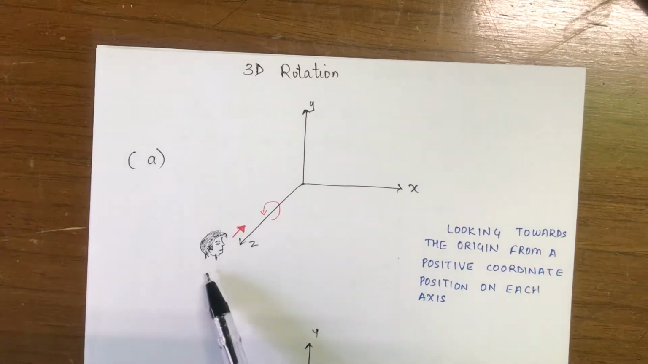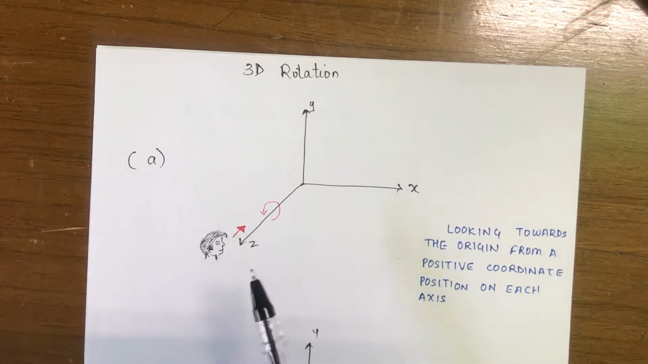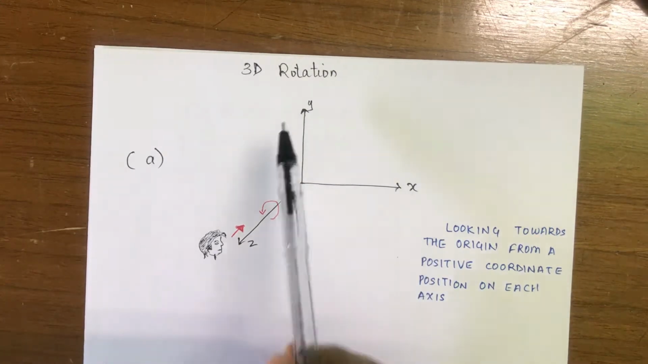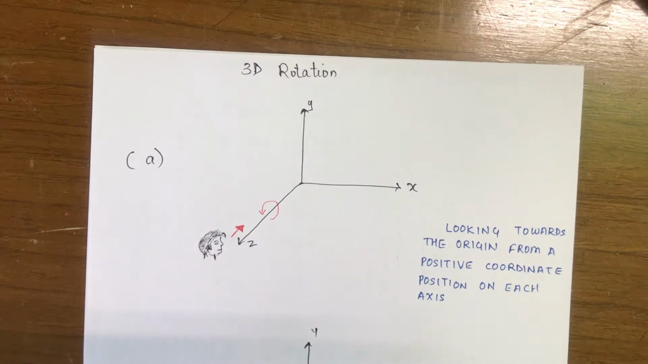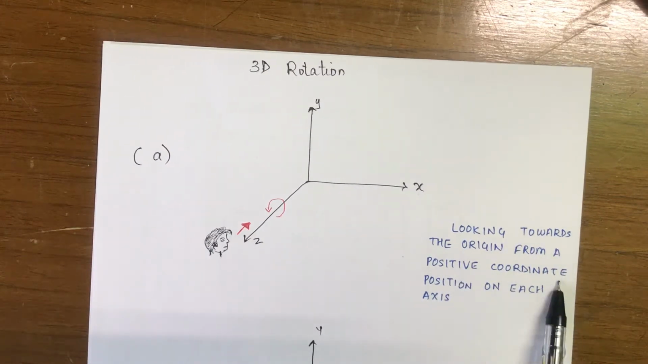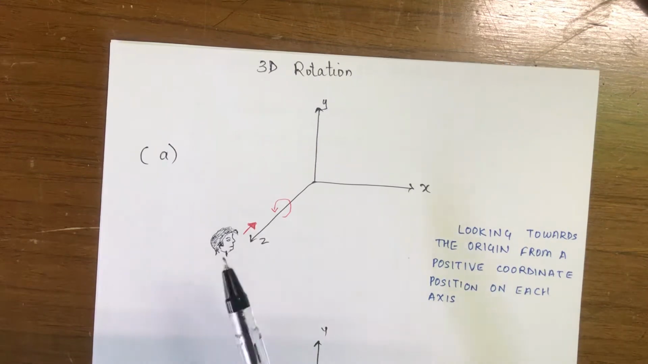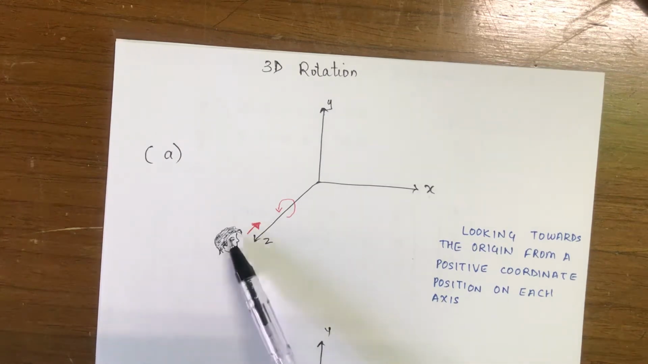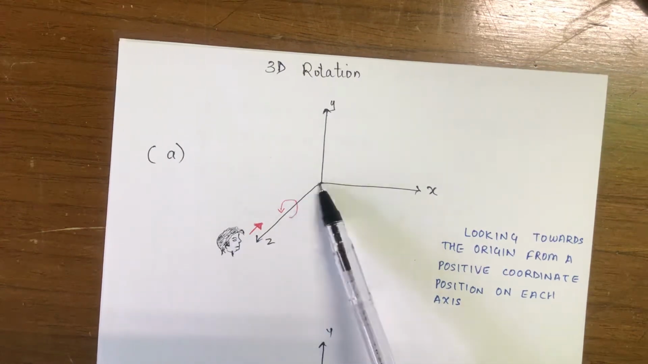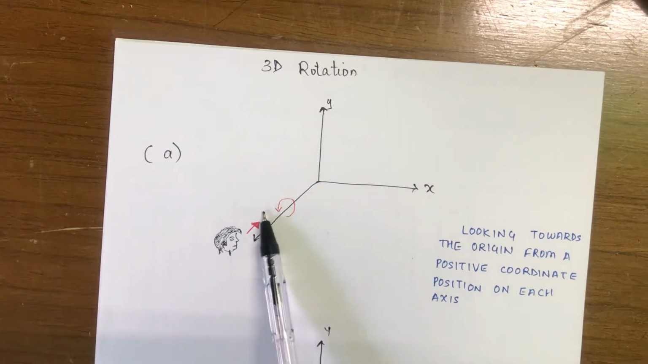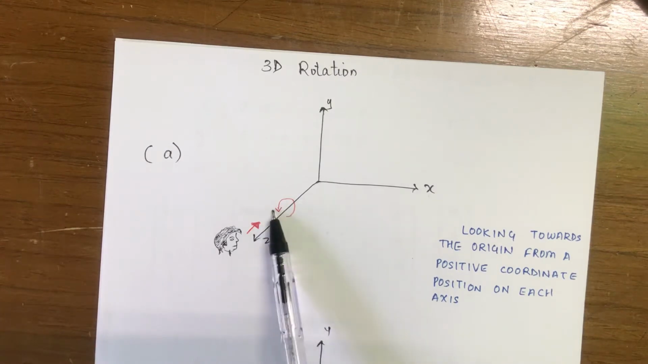This is the direction of the onlooker. This person is looking towards the origin, and this is how the rotation is being performed, looking towards the origin from a positive coordinate position on each axis. If the rotation is to be performed along the z-axis, then the onlooker is going to be placed here, looking at the origin, and the rotation is going to go like this. This particular direction that I have marked is for anti-clockwise rotation.